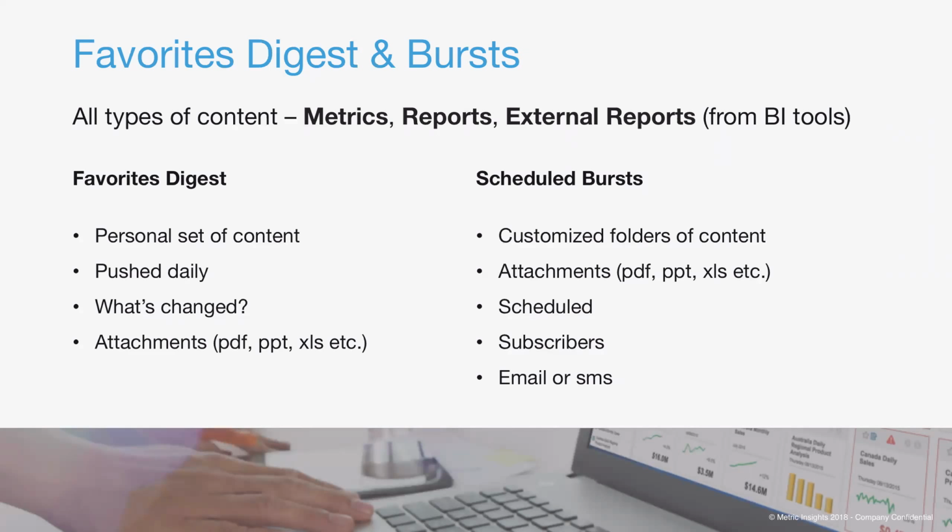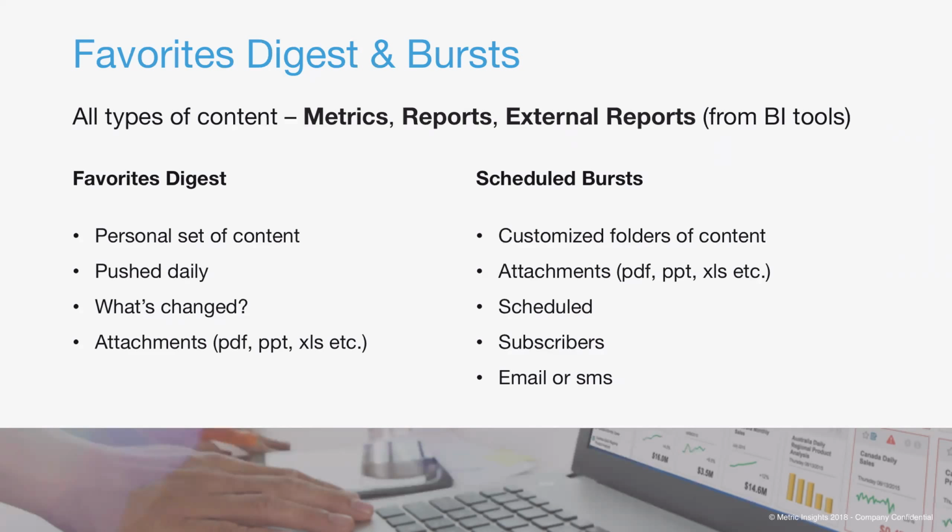So I add more opportunity and deal focused metrics so I can manage all of that without having to rely on the BI team to give me what I need. So it's very flexible, the favorites digest system. And so moving on to bursts. Bursts are content that needs to be pushed out to multiple people in the org on a schedule.